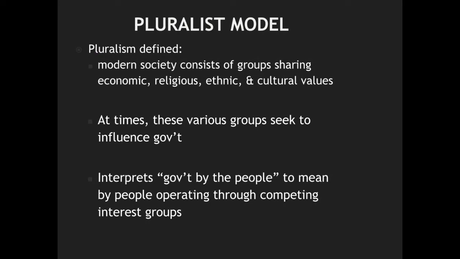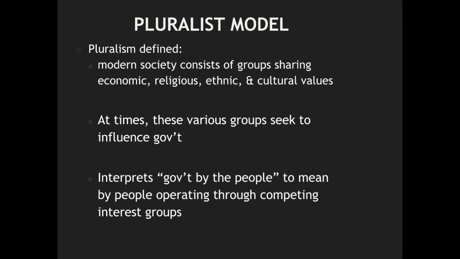On the other side, you have a pluralist model, and pluralism is defined as the modern society consists of groups sharing economic, religious, ethnic, and cultural values. At times, these various groups seek to influence government. Religious groups are going to try their best to influence government. You'll see situations where economic groups are going to try to influence government. Groups based on cultural values have these small issues, but major issues in their eyes, that they're going to try to influence government in their way.